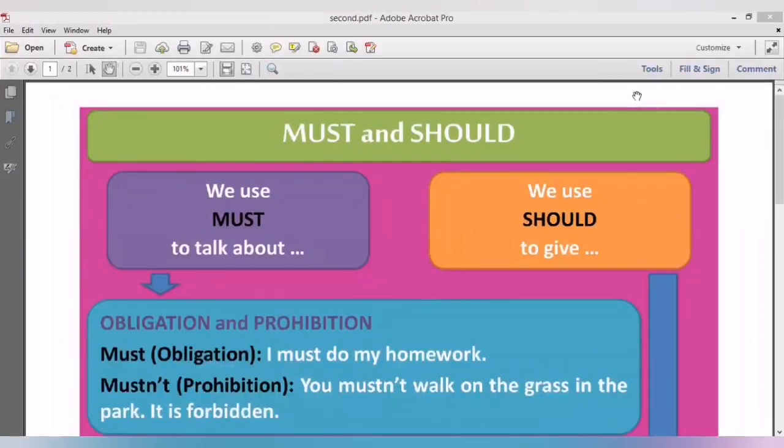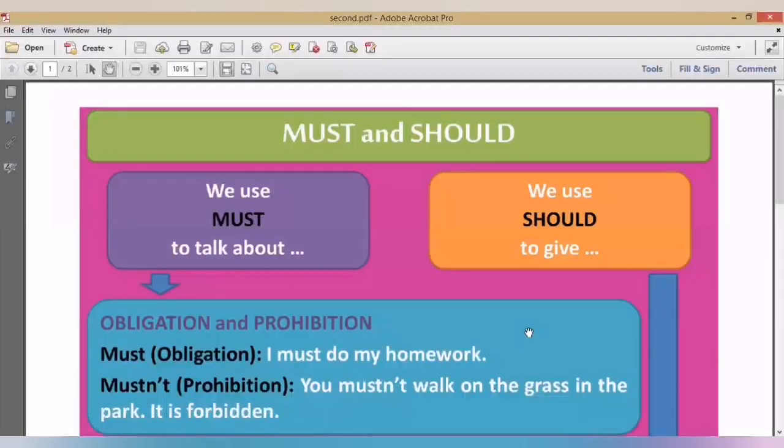What do we call these two, must and should? Modals or modal verbs. And what is meant by modal verbs? I'm going to write it in the chat section. Just like the auxiliary verbs. Modal verbs. Okay. So now let us get back to the student's book.